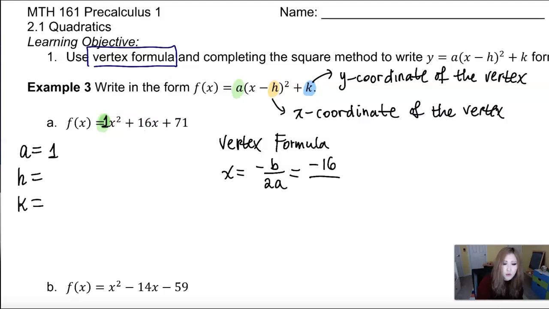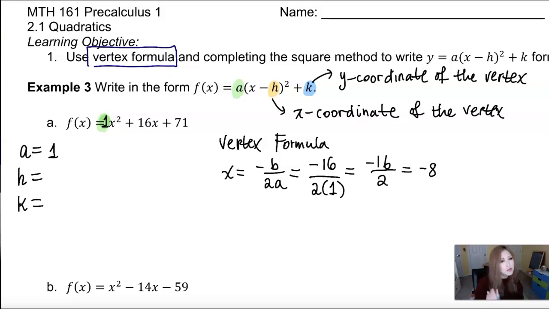The numerator is always going to be the opposite. If it's positive, make it negative. If it's negative, make it, I forgot, but make the negative of that. All right, now the denominator, we do 2 times a value of 1. If you do that, you'll get negative 16 divided by 2. So guess what? The x-coordinate is negative 8.